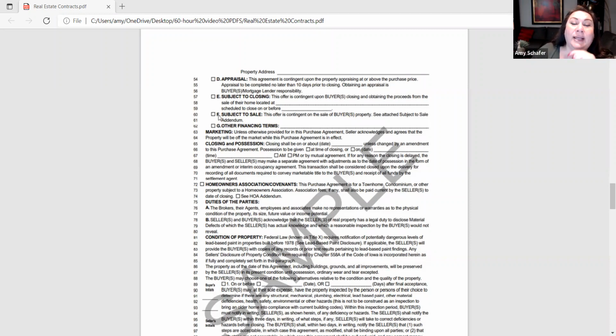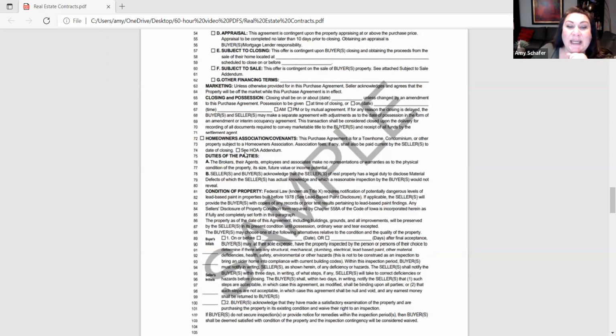Subject to sale is similar, but the difference is we need to sell the property before we can buy this one. We need to sell the current property before we buy this one, but we don't have a buyer yet. Okay. Line 65 is closing and possession. That's where you'll write the date you want to close and when the buyer will take possession. I prefer that buyers take possession at the time of closing in an ideal world.